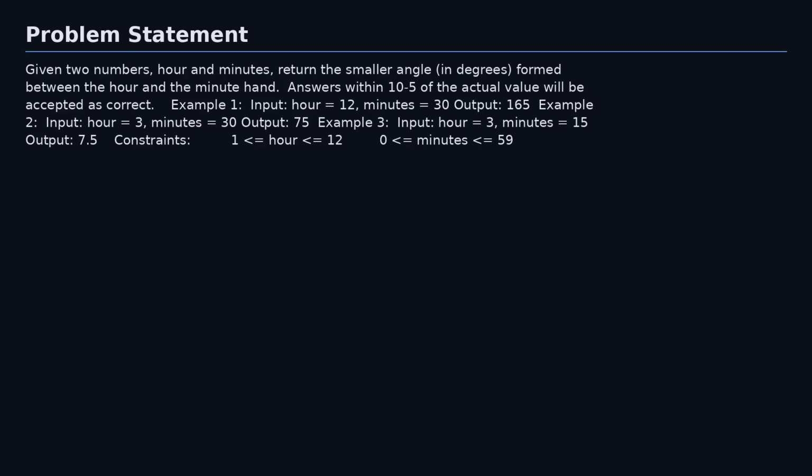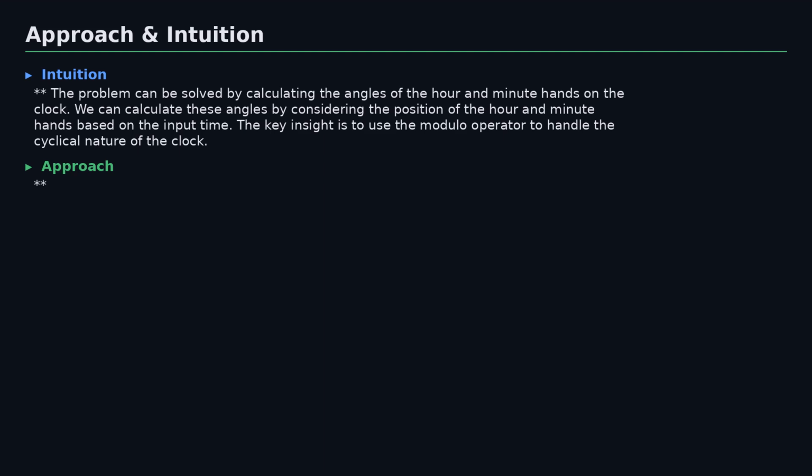The key insight here is to think about the position of the hour and minute hands on the clock. Imagine you're standing in front of a clock, and you see the hour and minute hands moving. The hour hand moves slowly, while the minute hand moves quickly. Now, if you were to calculate the angle between these two hands, you would need to take into account the position of both hands. This is where the intuition comes in. We can calculate the angles of the hour and minute hands by considering the fraction of the hour that has passed and the number of minutes that have passed. It's kind of like calculating the distance traveled by two cars moving at different speeds.